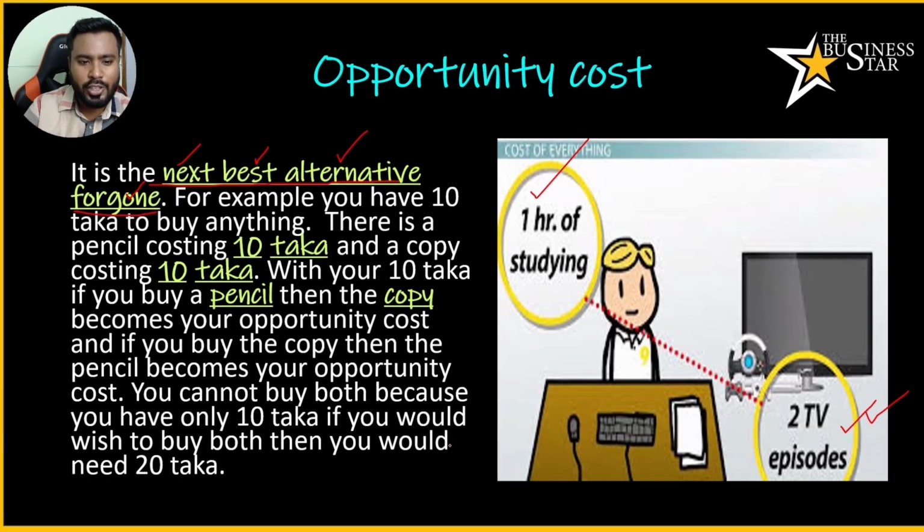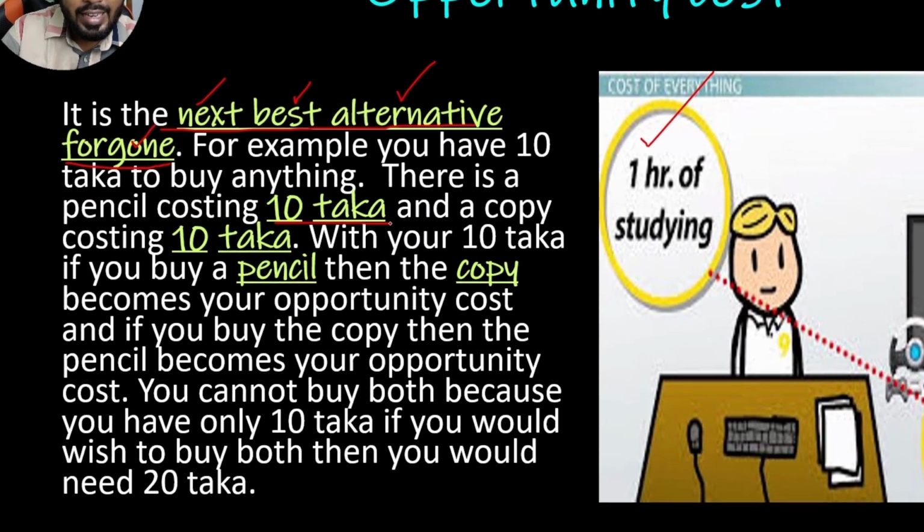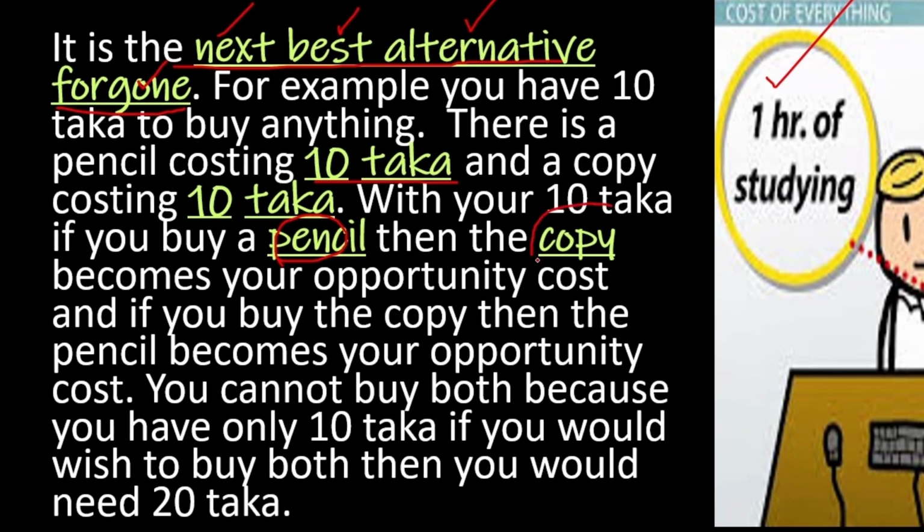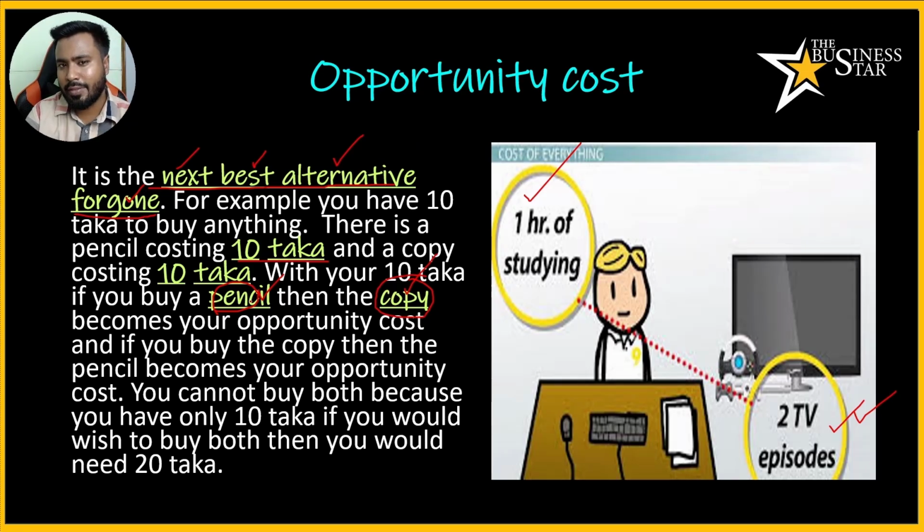Over here, I've also mentioned that let's say we have 10 taka. And with the 10 taka, either we can buy a pencil or a copy. So if we buy the pencil, then the copy becomes your opportunity cost. And if you buy the copy, then the pencil becomes your opportunity cost, all right? Okay, I'm pretty sure you guys have understood this.